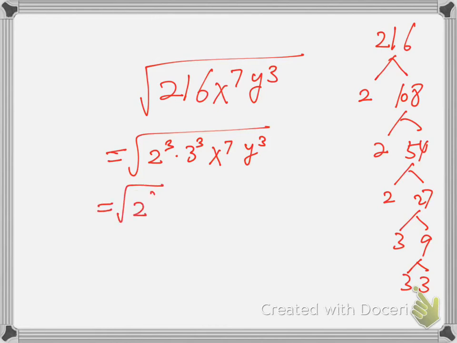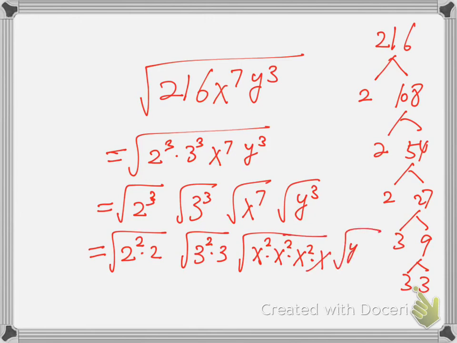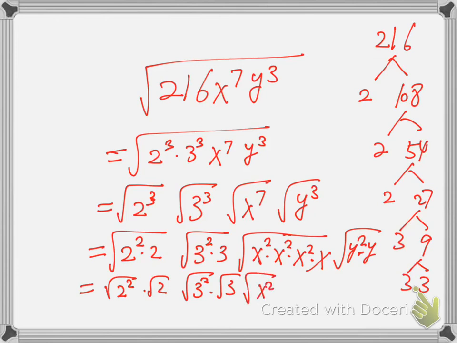So now let's rewrite it: square root of 2 cubed, square root of 3 cubed, square root of x to the 7, square root of y cubed. Now we need some squares, so we rewrite 2 cubed as 2 squared times 2, and 3 cubed as 3 squared times 3. The x to the 7 is x squared times x squared times x squared times x. And y cubed is y squared times y. So now we rewrite again: square root of 2 squared times radical 2, square root of 3 squared times radical 3, square root of x squared three times and radical x, square root of y squared, square root of y. This is the most basic idea.